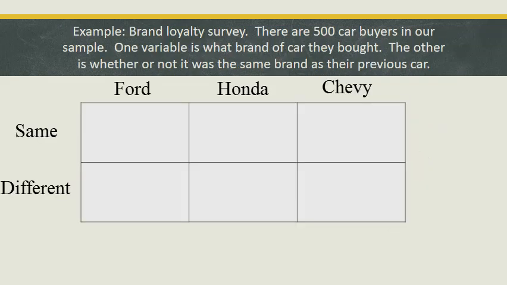Our first example is about brand loyalty and cars. We asked 500 new car buyers what their last car was and whether or not they intend to buy the same brand of car. Here are the results. These are the observed values that we'll use later in the formula.